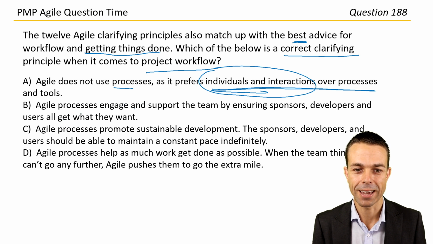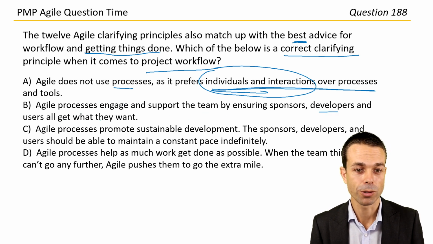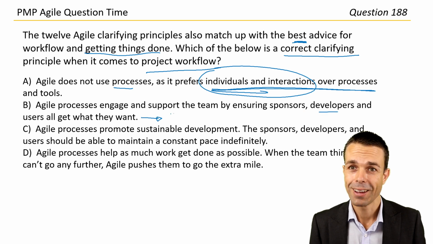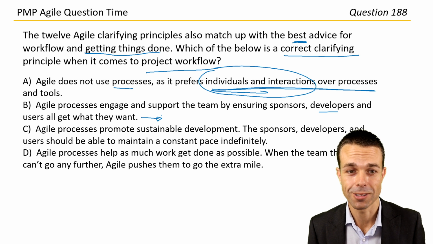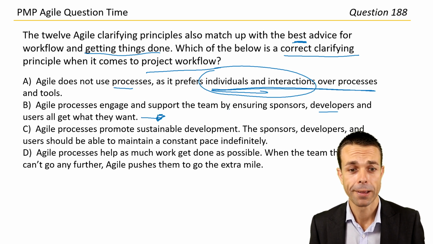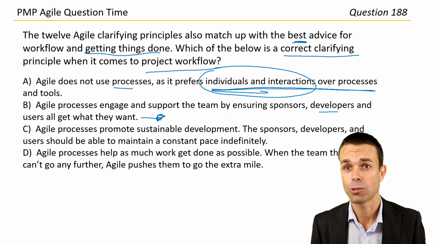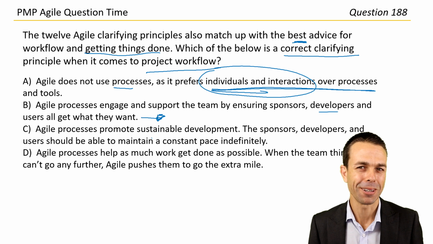Agile processes engage and support the team by ensuring sponsors, developers, and users all get what they want. Not necessarily. Sometimes you can't always get what you want, as the Rolling Stones said. But if you try sometimes, you just might find you get what you need. And that's true in project land as it is anywhere else as well. What else have we got here?